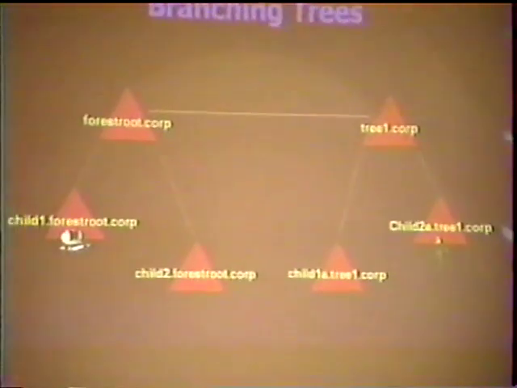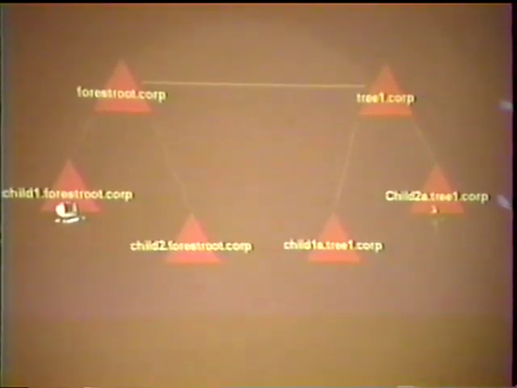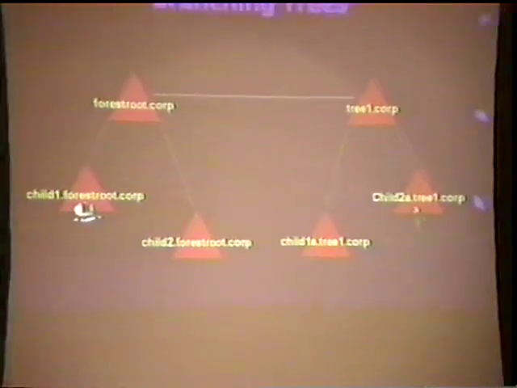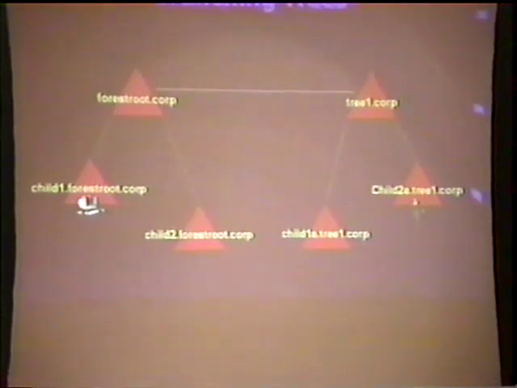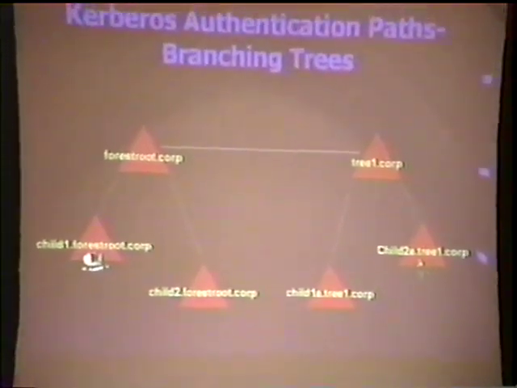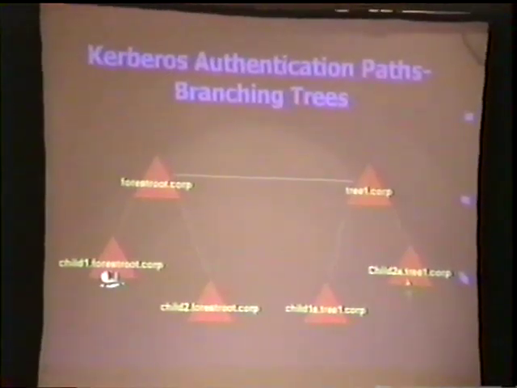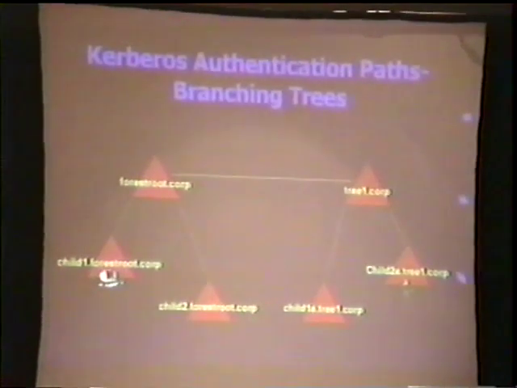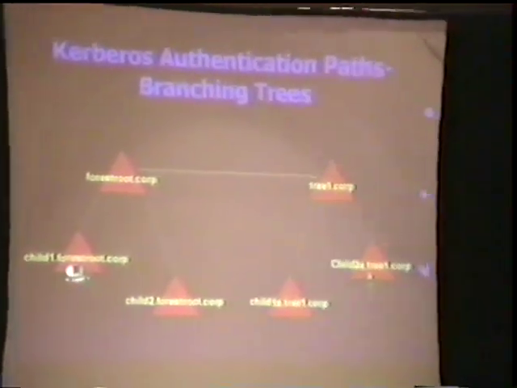In this design, here I have two trees in my forest. I have forestroot.corp, tree1.corp. These are not contiguous namespaces. People sometimes think that just the suffix, the TLD, is going to make these contiguous namespaces. They're not. If I call that tree root forestroot.corp, child domains must end in forestroot.corp. Therefore, tree1.corp is not considered contiguous.